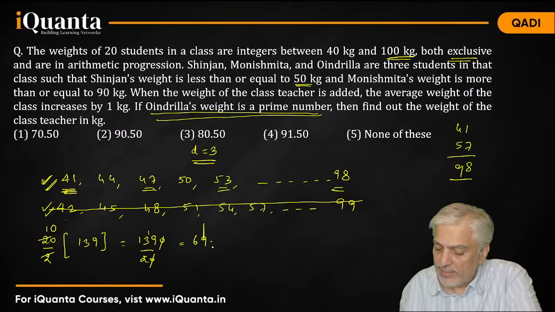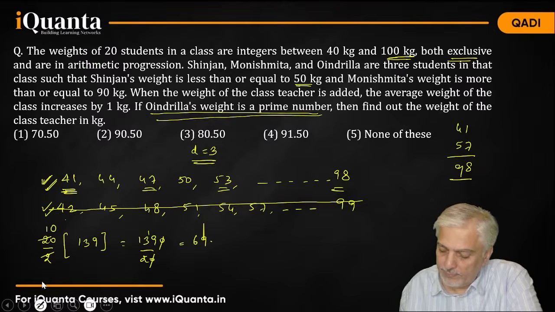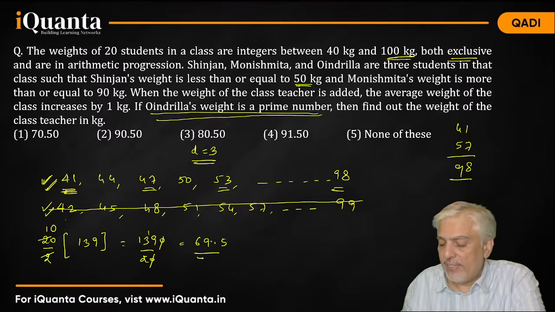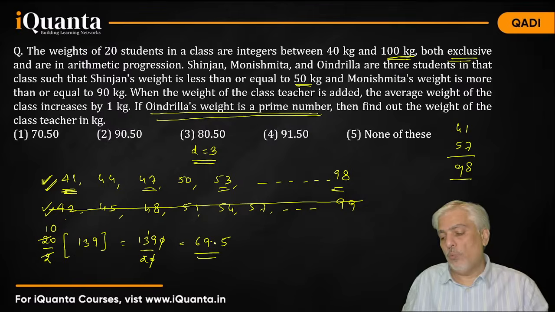I'm just checking this. I hope I haven't made a mistake. One second. Checking this one more time. 139 looks right. First term plus last term, n upon 2, 1390 divided by 20, 69.5 is the average without the teacher.